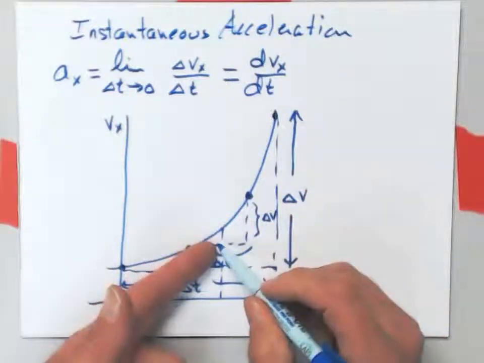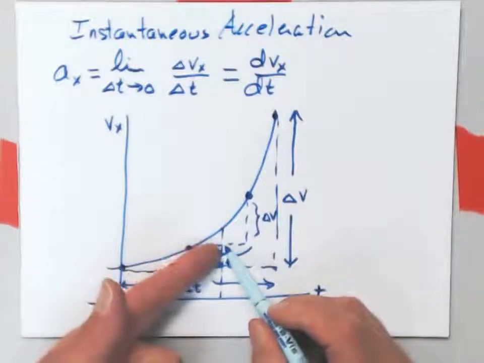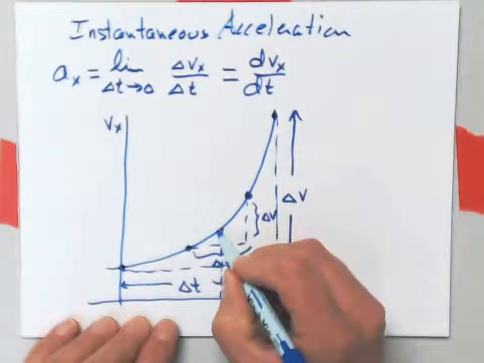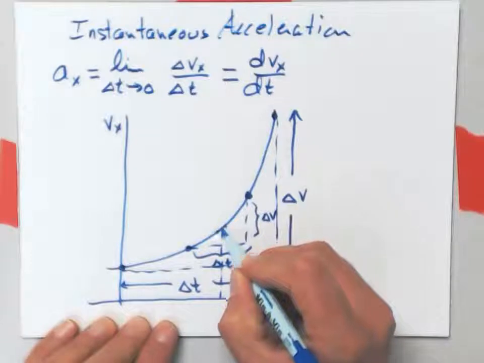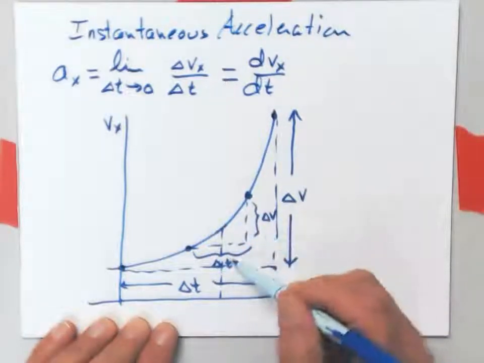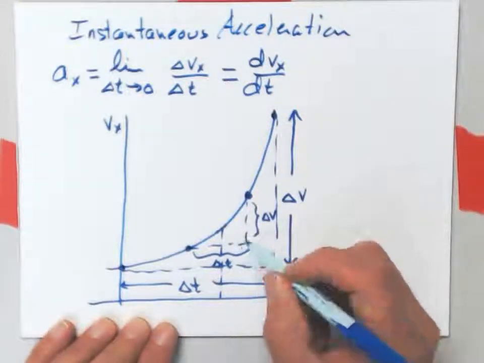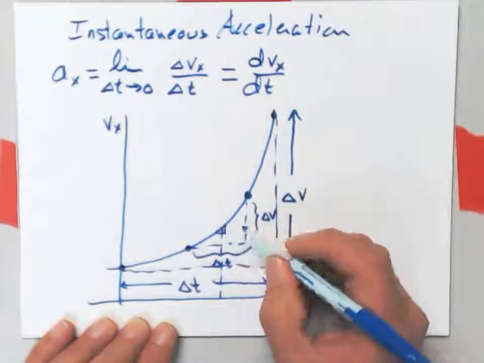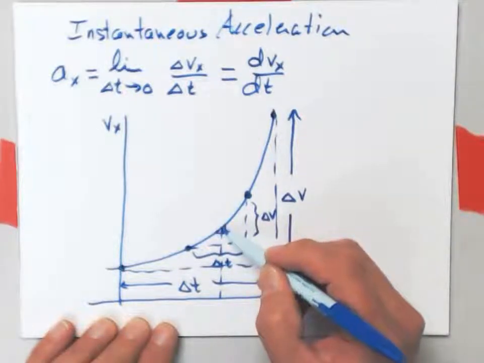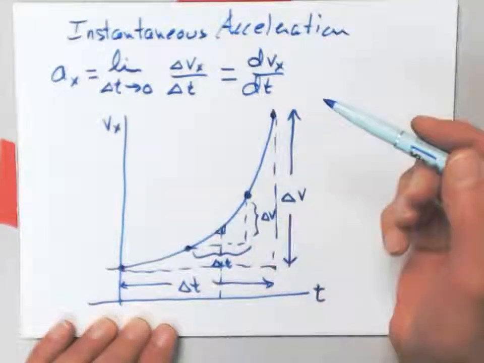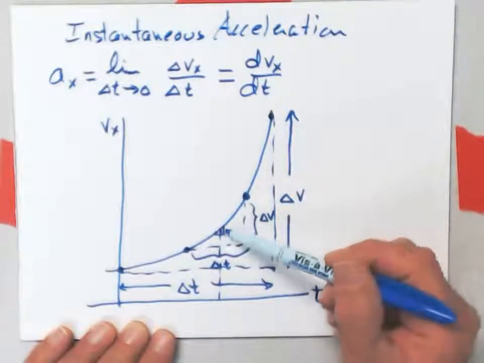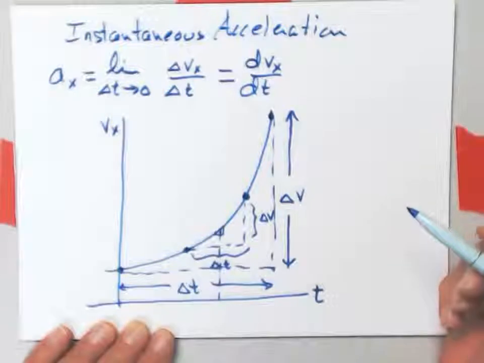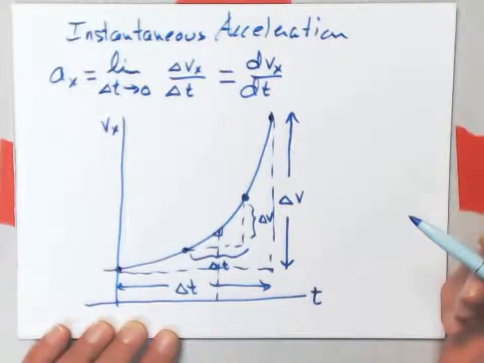Well, if we keep shrinking that interval, shrinking the time interval, eventually we'll have a time interval that just barely straddles that point in question as delta t goes to 0. And when we do that, then we'll get the instantaneous value of the acceleration. We look at that limit as delta t goes to 0. That would be the instantaneous acceleration.